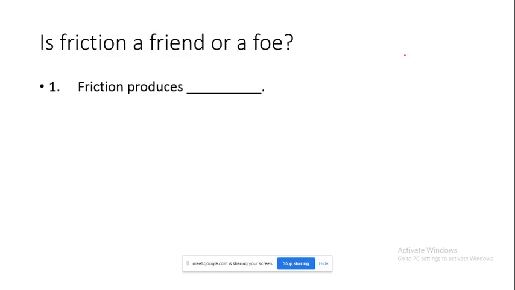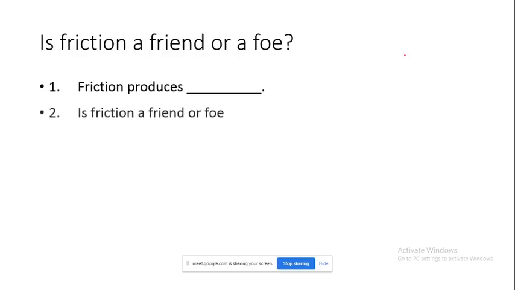Friction produces? I'll ask Krishna Kumar. Tell me, Krishna Kumar, what do you think? Heat, yes, good. Sudhir is answering, Krishna Kumar is answering. You can answer through the chat box. I'll see your answers. Satyanarayana, Nandu, yes. So everyone is telling me friction produces heat. It could be a good thing and it could be a bad thing. It depends on cases, okay?